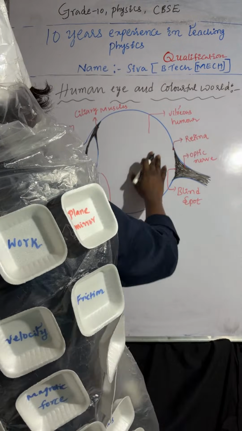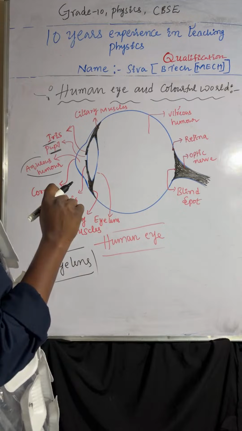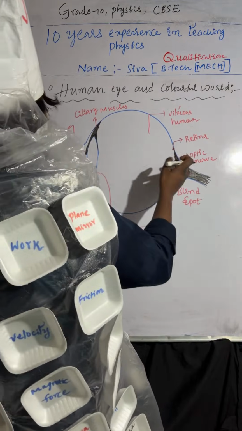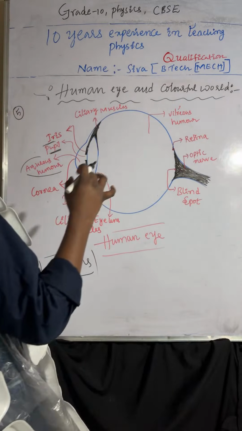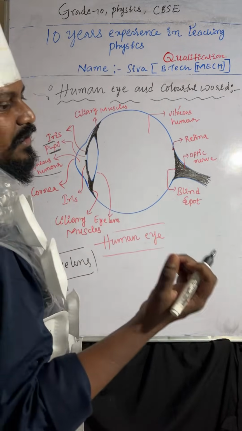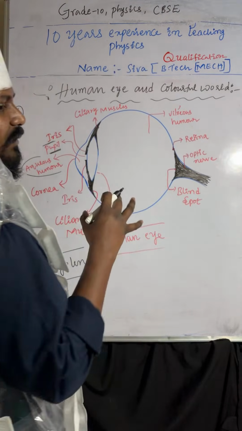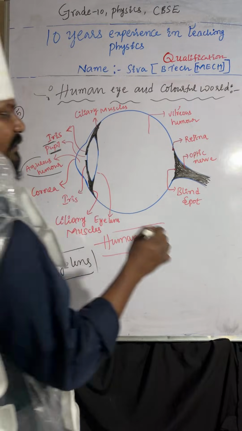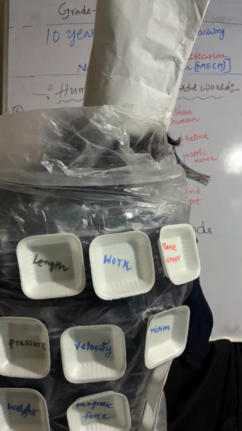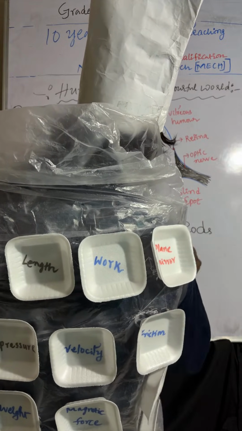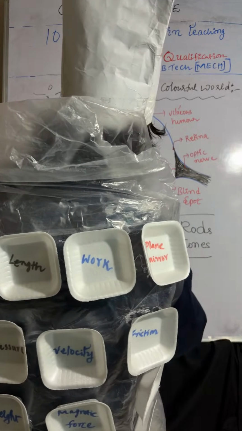This entire portion is filled with a jelly-type liquid present between the eye lens and the retina. Coming to the retina, it is a light-sensitive screen where light rays will meet. Two types of light-sensitive cells are there: rods and cones. Rods sense the intensity of the light, and cones sense the color of the light.